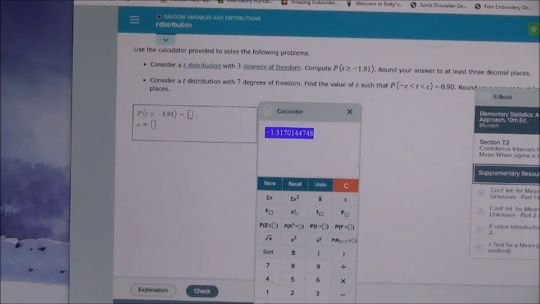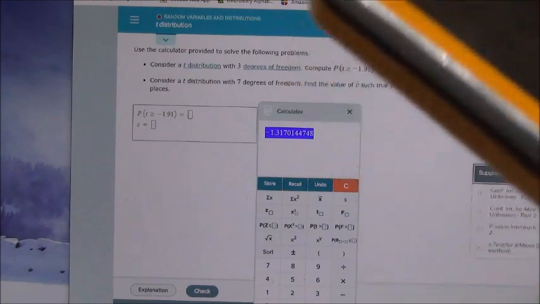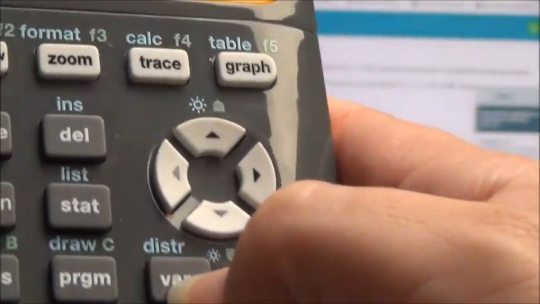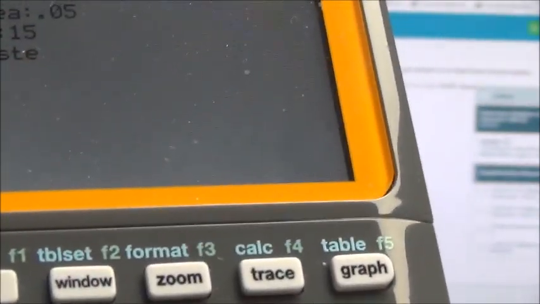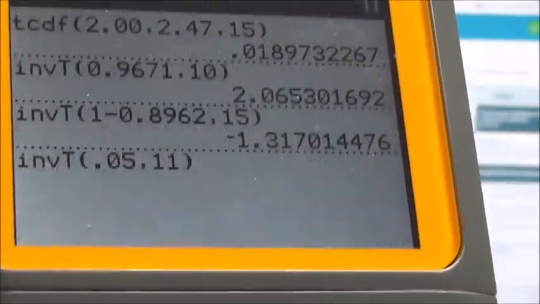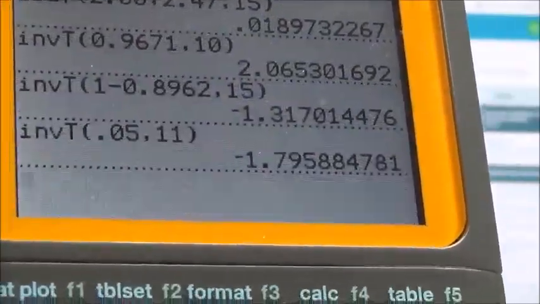Degree of freedom 11. So again, if I'm using my graphing calculator to do the area to the left, I'm going to do my inverse t. So second function button, the VARS button to get my distribution menu, and number 4 to do my inverse t. If I'm doing the area to the left, I just use the value 5%, 0.05. My degree of freedom is 11. If I enter that in, my area to the left is going to be negative 1.796.